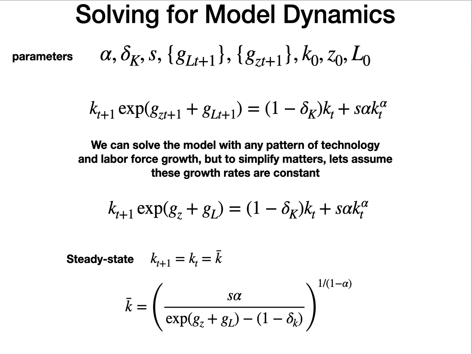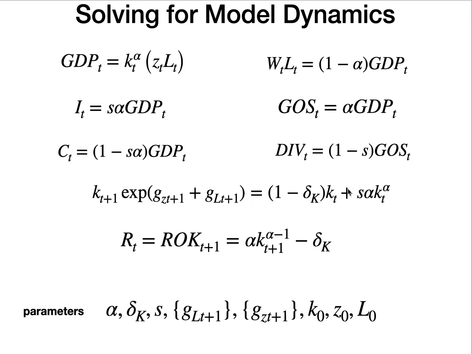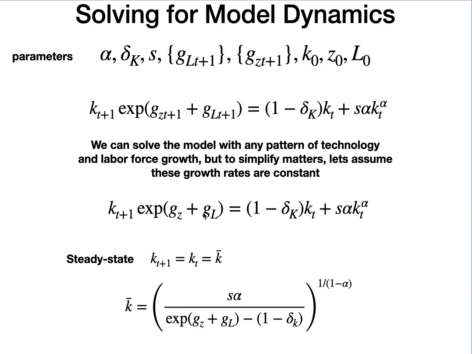But one thing of special interest will be what we call a balanced growth path. What happens when the growth rate of technology and labor is actually constant? So when it's constant, this capital transition equation, these are now constants right here. So we're writing it this way with those constant things being constant.